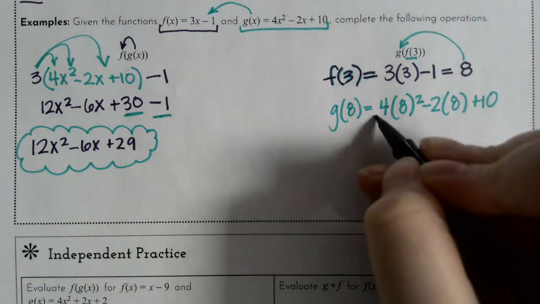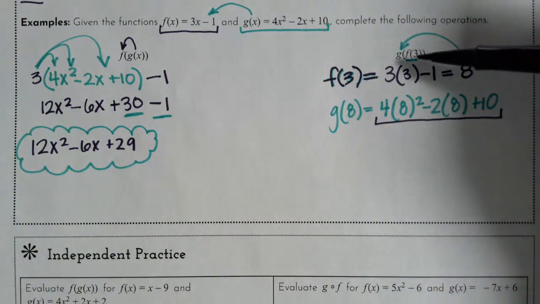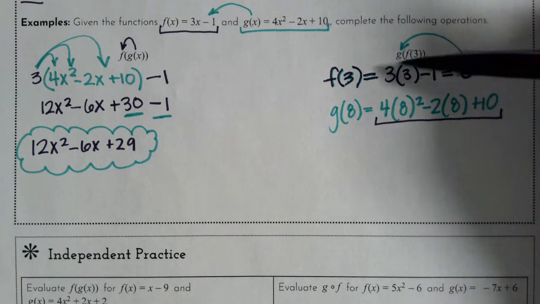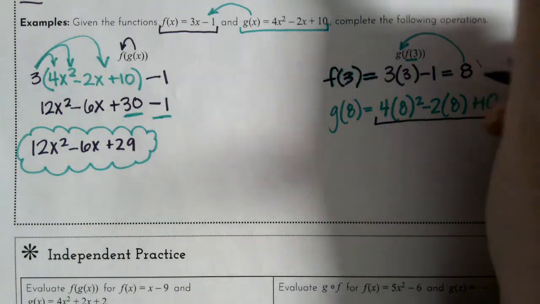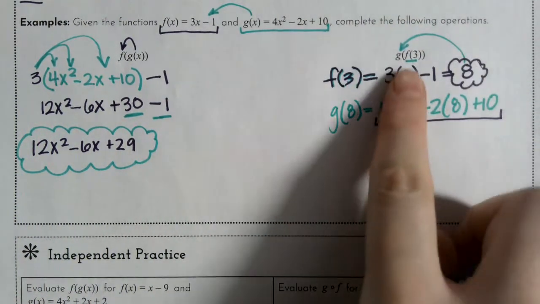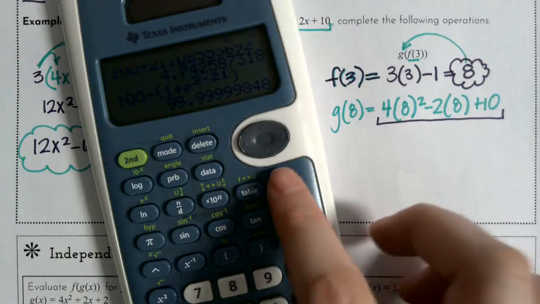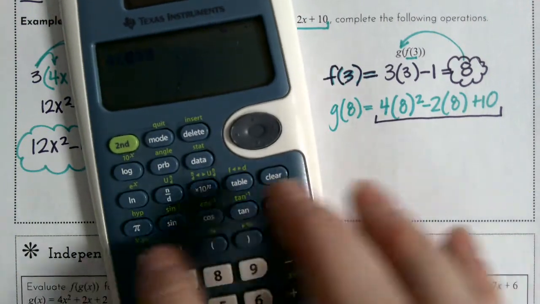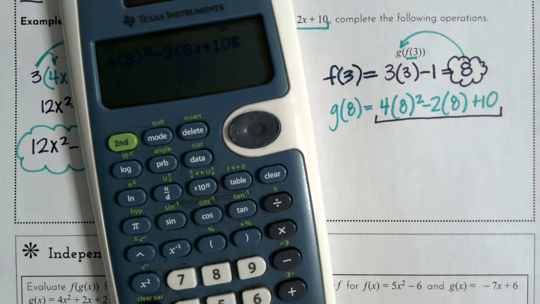And then I want to type this into my calculator. So I think it's better to find f of 3, figure out what that is, because f of 3 is just a number, and that number is 8. So find f of 3 first, then take that and plug it into g. Let's figure out what that's going to be. We get 250.